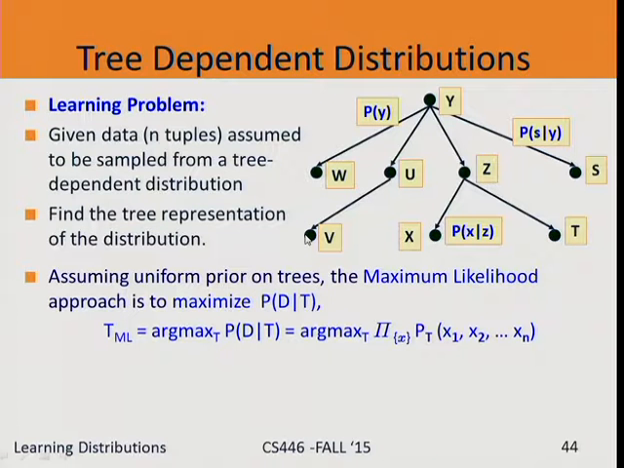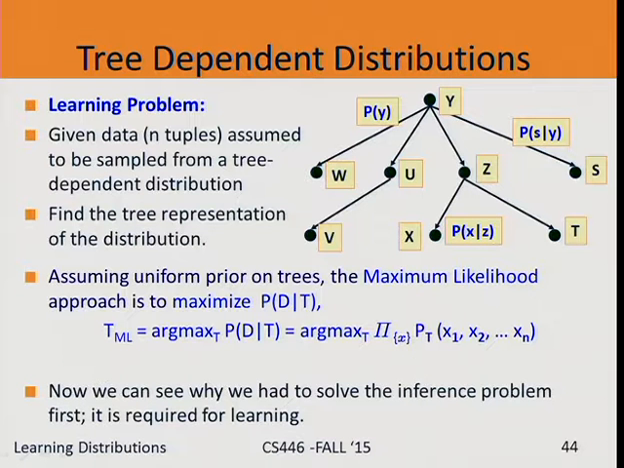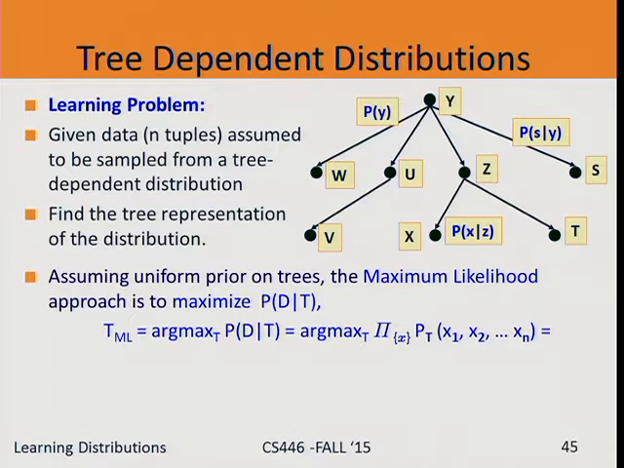So the maximum likelihood tree is the argmax over all trees of P of D given T, and this is argmax over T of P under T of the data, x1 up to xn, and product over all data, because as we said, the data was sampled independently. So now you understand why we need the notion of inference before. We have to be able to produce the probability of events, and this is what it ends up.